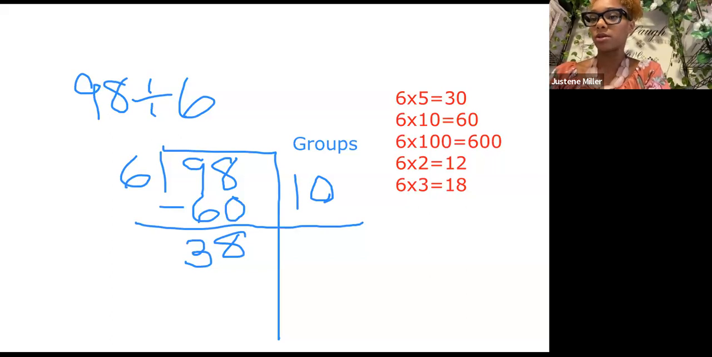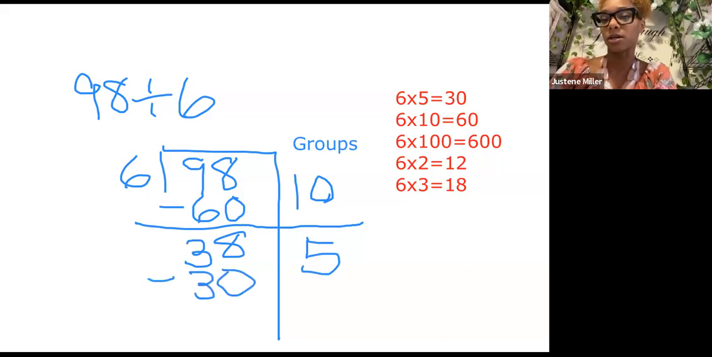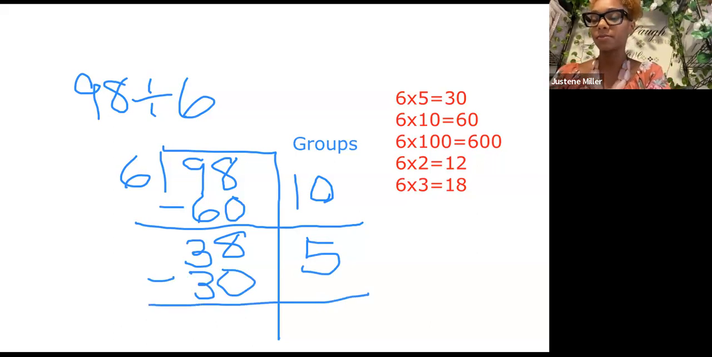Yeah, I'll use 30. So that means I'm using 5 groups of 6. And 5 groups of 6 is 30. So I'm going to subtract 30 from my total. Now I am left with 8.